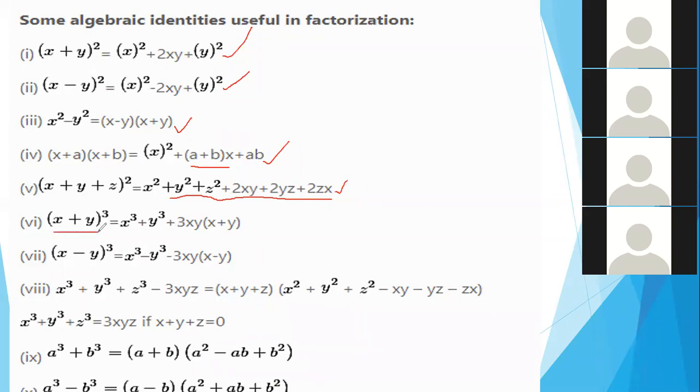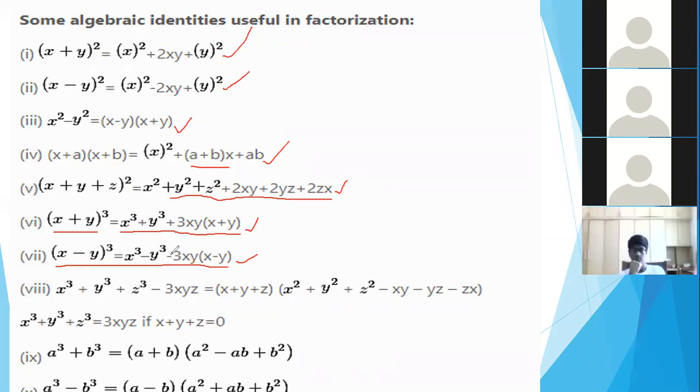(x + y)³ = x³ + y³ + 3xy(x + y). Very good. Next. (x - y)³ = x³ - y³ - 3xy(x - y). Observe here, children. Here plus is there: all plus, plus, plus. Here minus is there: minus, minus, minus. But when you are multiplying this term and this term, minus into minus, plus will come. That is in the second formula also. Keep it in mind. Clear? Yes, girls. Next.